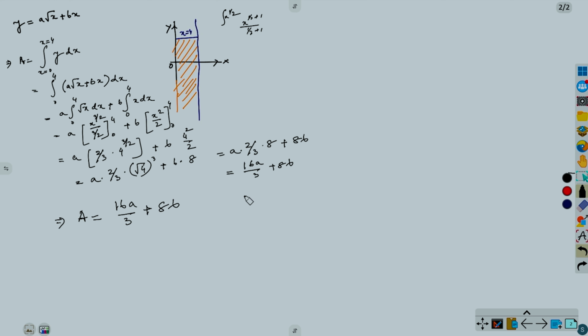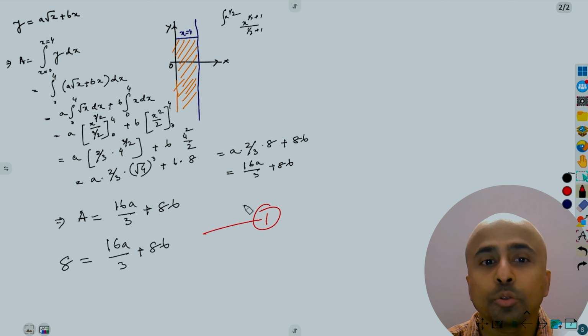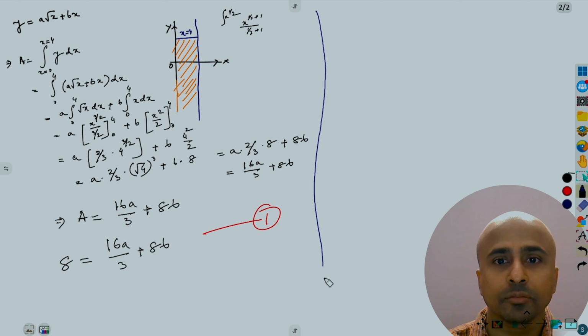Yes. Now the area of the curve is given as 8 units. So we can substitute the value here: 8 equals 16a by 3 plus 8b. Let's say this is equation 1. But we have two variables here, right? A and b. With two variables and one equation, it is not possible to evaluate both the variables. But one more condition is given here, and that is the curve passes through (1, 2).